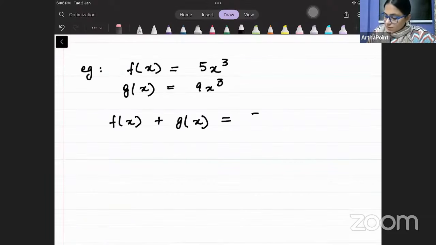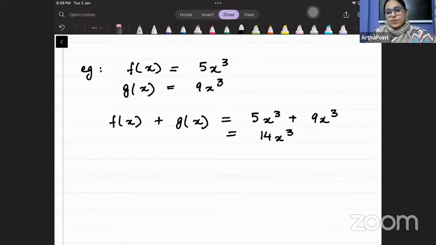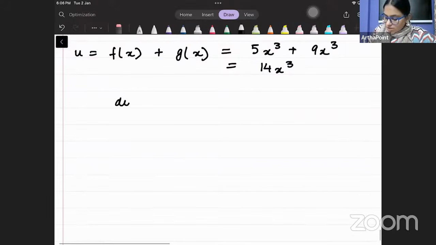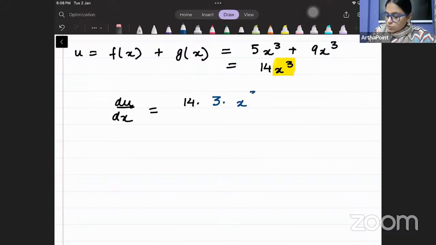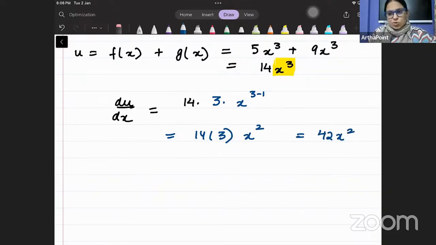तो देखो ध्यान से बेटा, अगर मैं पहले फंक्शंस को ऐड कर देती हूँ f(x) + g(x), तो ये हो जाएगा 5x^3 + 9x^3. तो बेटा 5 + 9 हो गया 14x^3. ये मेरा एक नया फंक्शन बन गया, सपोज़ u. अब मैंने इसको डिफरेंशिएट किया with respect to x, तो मुझे मिल जाएगा 14. ये x क्यूब है ना बेटा, तो 3 will come down and x का पावर will reduce by 1. तो this will become 14 into 3x^2. That means ये हो गया 42x^2.